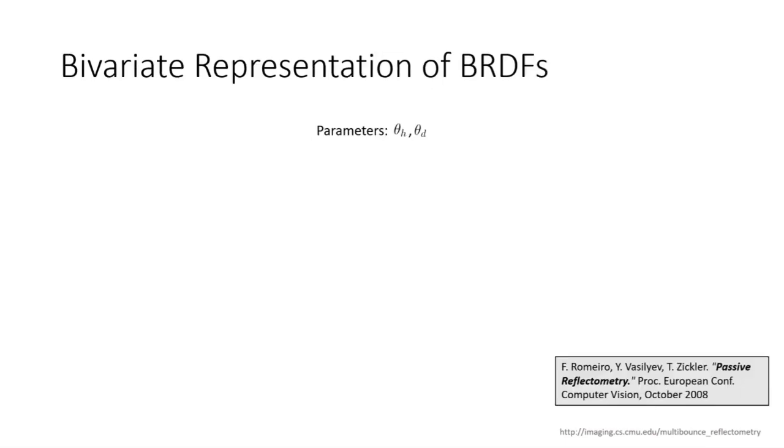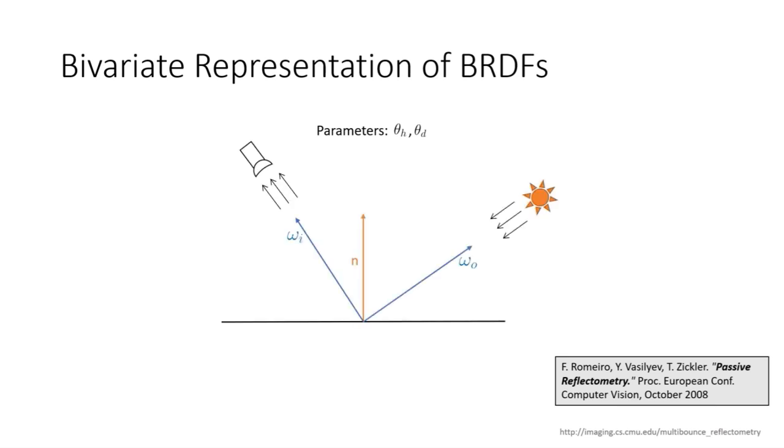To simplify analysis and visualization, we will adopt the so-called bivariate representation, which expresses a BRDF as a function of only two angles theta h and theta d defined as follows. Consider the vectors omega in and omega out representing the incoming and outgoing light directions. The half vector h is the direction vector corresponding to their bisector. The angle between the half vector and the normal vector is theta h, and the angle between the omega in and omega out is theta d.